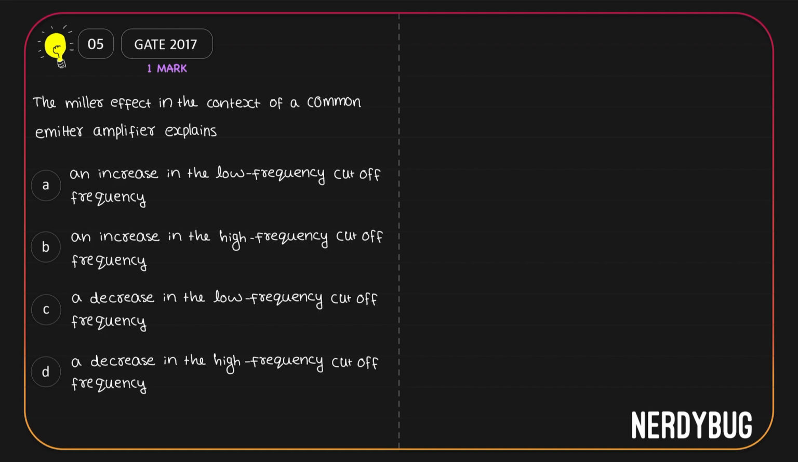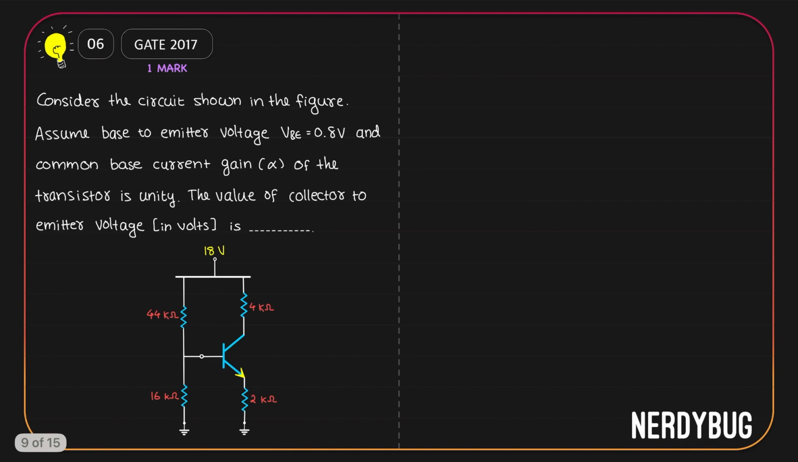Miller effect significantly increases the input capacitance. And the cutoff frequency due to the input RC circuit is 1 by 2 pi R_in C_in, which means the upper cutoff frequency is inversely proportional to the input capacitance. So, since the Miller effect increases the capacitance, it decreases the upper cutoff frequency. The correct option is option D. Let us see the next problem.